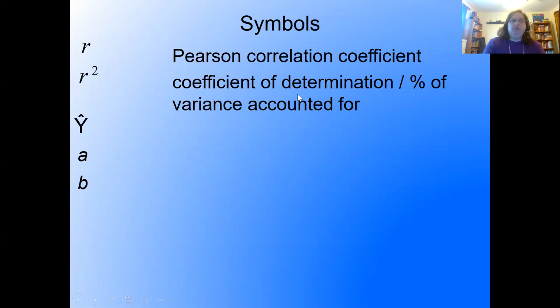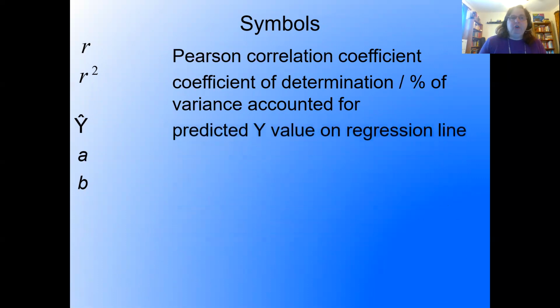Okay, so the first one is our Pearson correlation coefficient. The second, the R squared, is called our coefficient of determination, and it tells us the percent of variance accounted for. Our y hat is our predicted y on the regression line. Okay, so the top two are correlation, the next three are for regression, and our y hat is our predicted y value on the regression line.